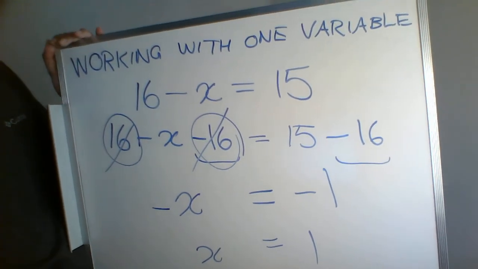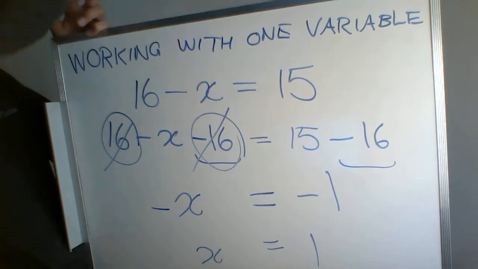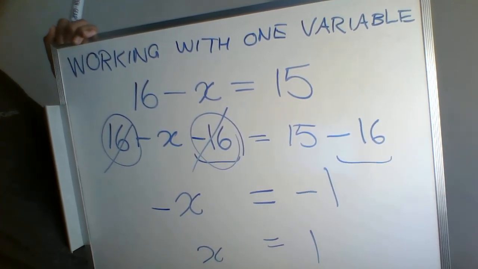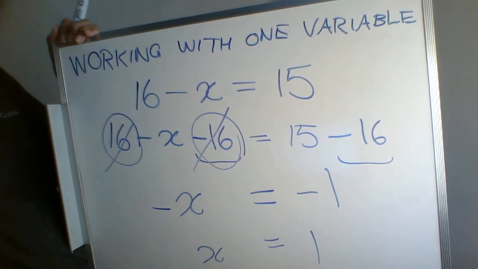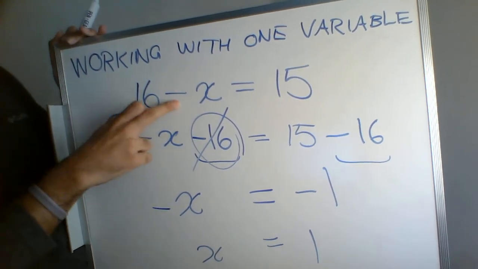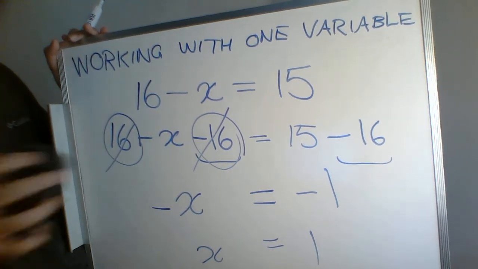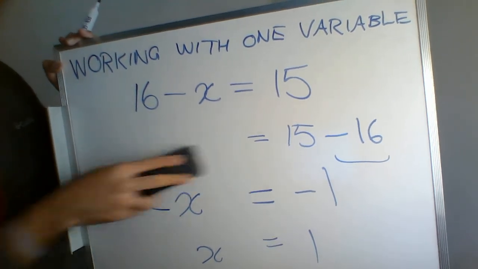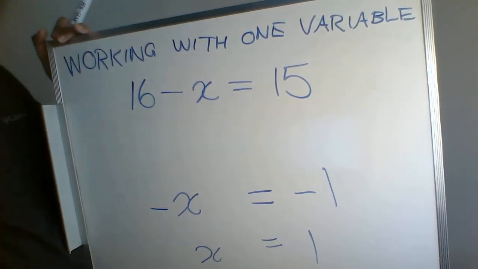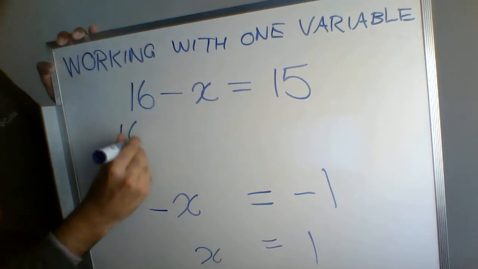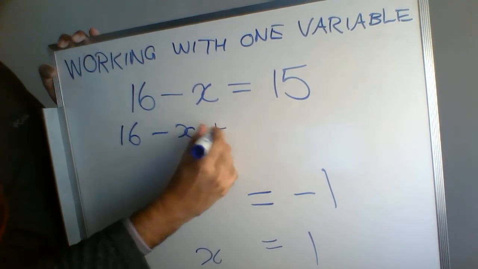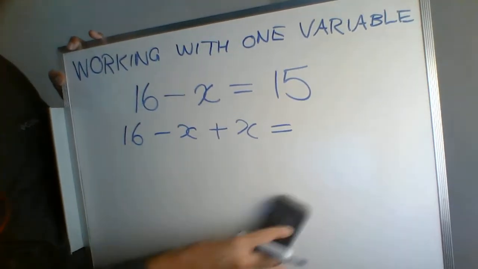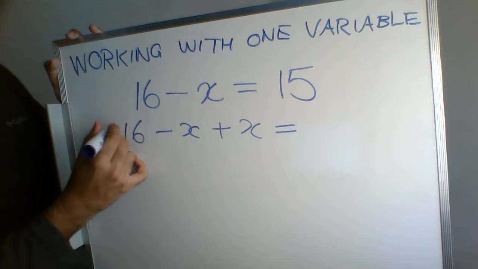The last way that you could think about this, I hope I'm not going too fast, is you don't have to be adding or subtracting the numbers. You could add or subtract x's. Right now, x is the thing that's being subtracted, so what if I added x to both sides? So if I wrote this out slightly differently, you can add x to both sides, so it'll be 16 minus x plus x is equal to, now we started with 16 minus x on the left side.